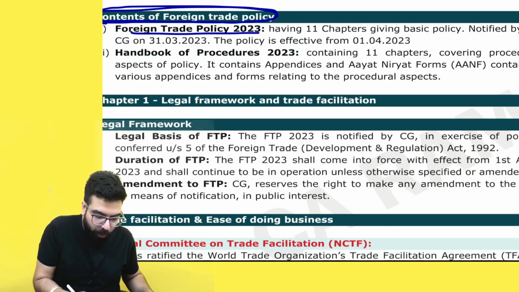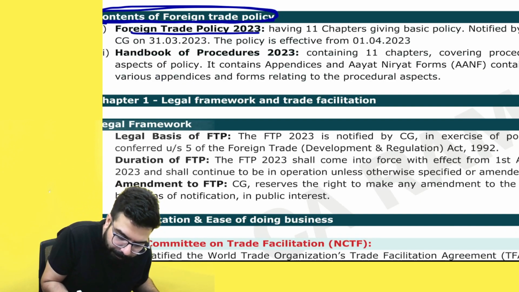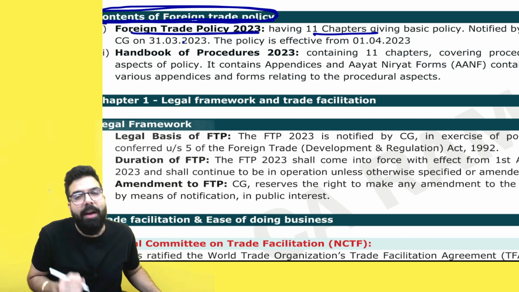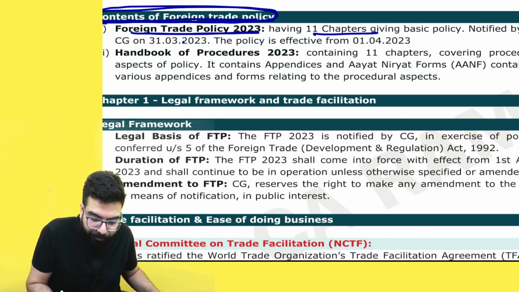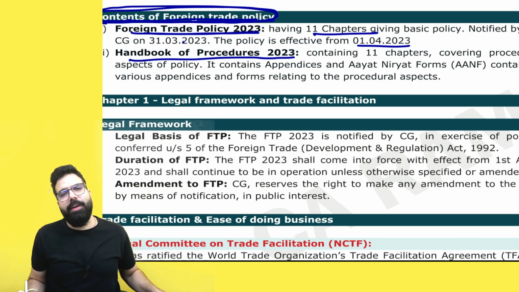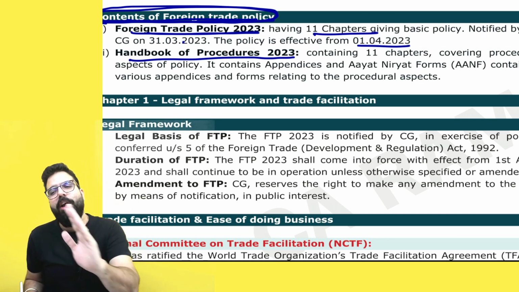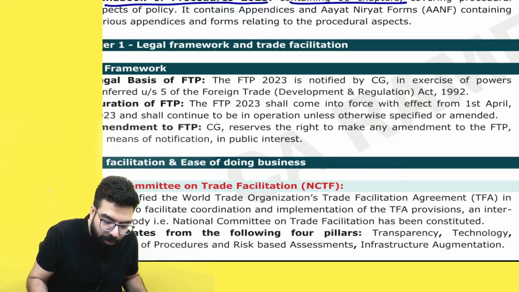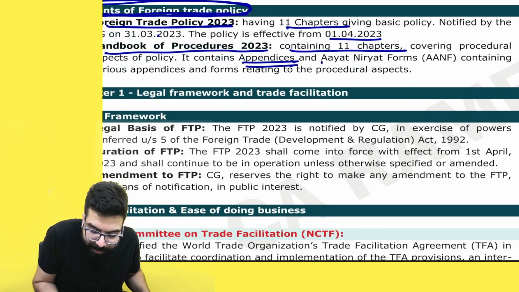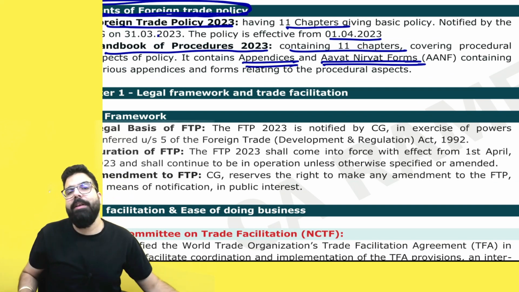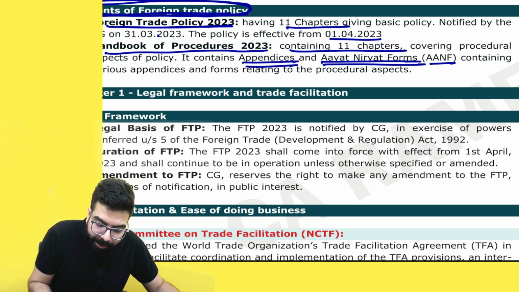Okay sir? So what is the content of the foreign trade policy? Number one, the foreign trade policy 2023, which has 11 chapters, and Baba, the foreign trade policy was notified on 1st of April 2023. Then Handbook of Procedure. For every chapter, they have gone ahead and told what are the various procedures to be followed, containing 11 chapters. Baba, it also gives appendices and import export forms. For import and export, whatever the forms are required, they have gone ahead and told ANF form.